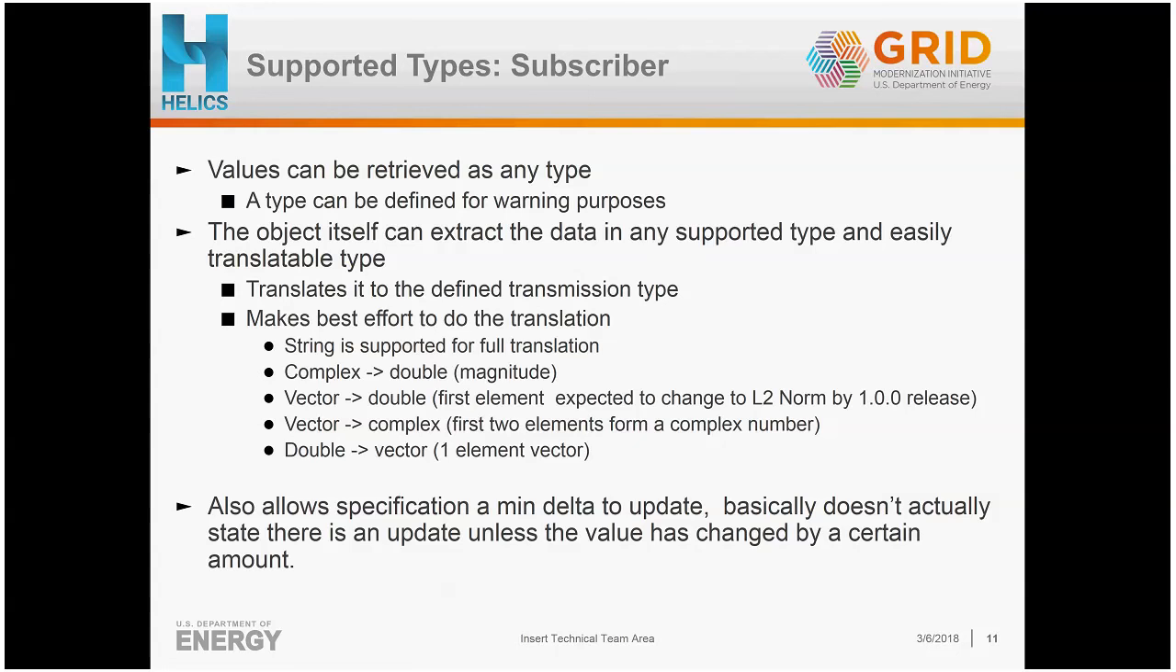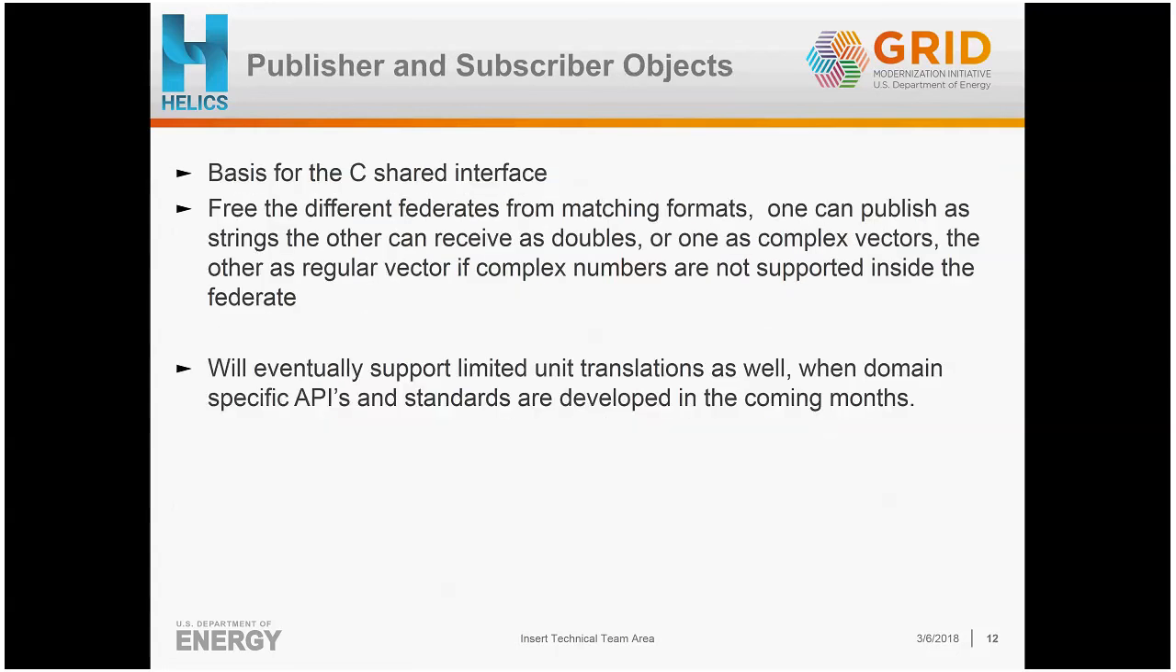There's also callbacks available. These publisher and subscriber objects form the basis for the C shared interface, and they can basically free different federates from having to match formats. So you can publish, say you want to publish actual numerical values from one federate, but the other side can only interpret them as strings. You can do that pretty easily through these publications and subscription objects. Or one may not support complex vectors, but if you just want to get it as a regular vector and reinterpret them as complex numbers, pairs, you can do that and mix and match through this kind of interface.